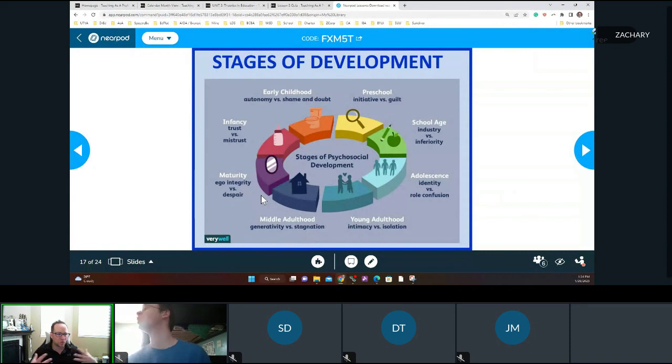The last one is maturity. This is like the older retired generation. Ego integrity is what it's called. So basically being happy with what you did in life, versus having a lot of regrets in life. So these are the stages of development by Erikson. But really in education, we look at the earlier ones as people are growing up, because it makes a lot of sense if you look into some of these things.